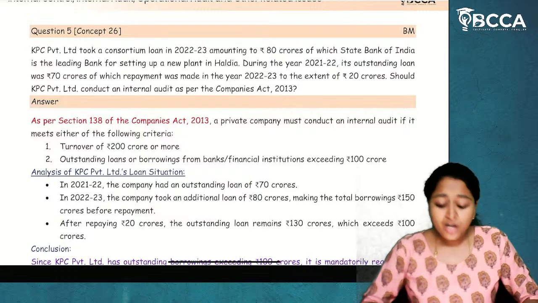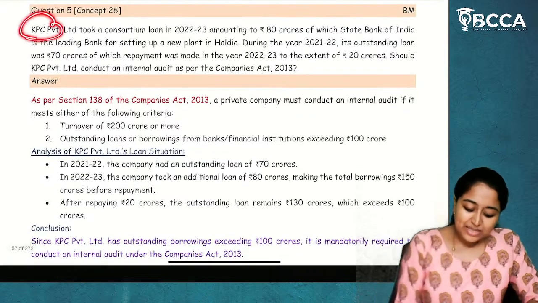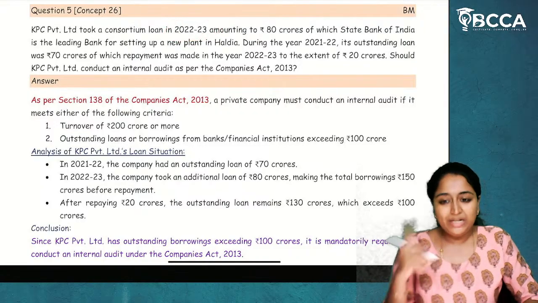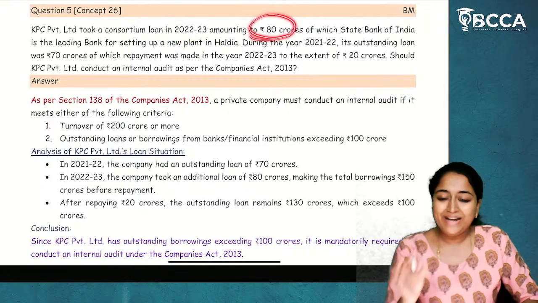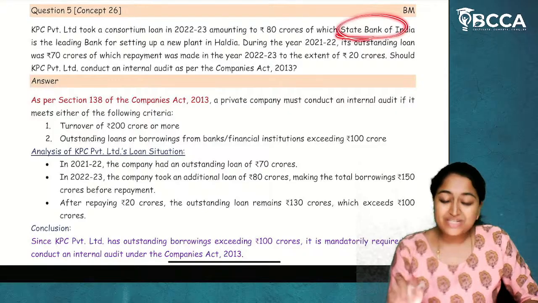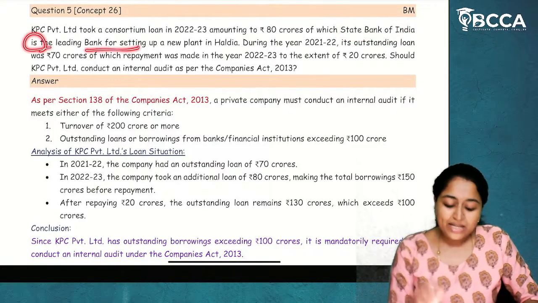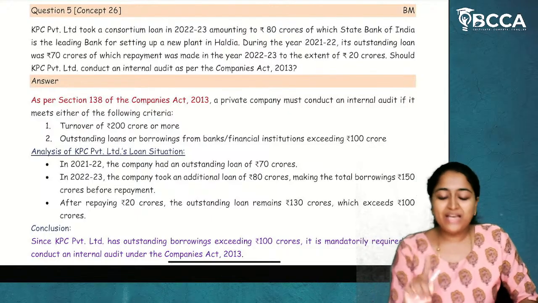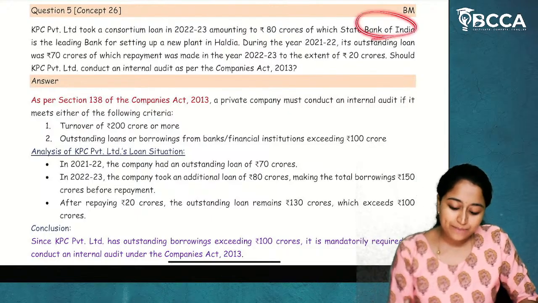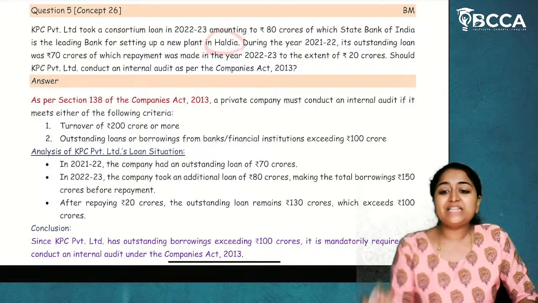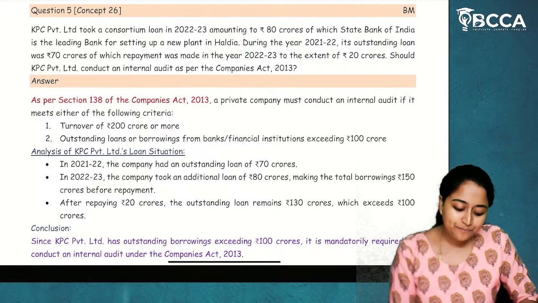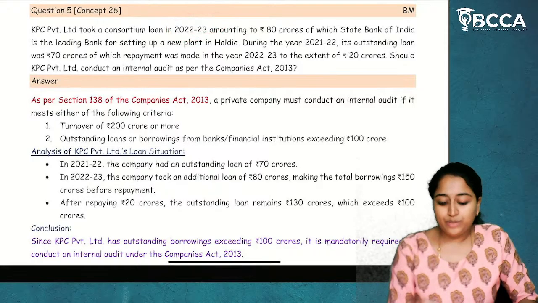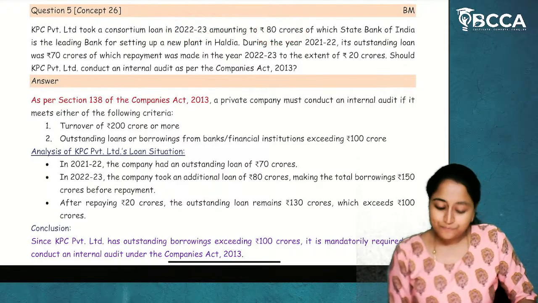Now question number 5. KPC Private Limited took a consortium loan in 2022-23 amounting to 80 crores, of which State Bank of India is the leading bank, for setting up a new plant in Haldia. So they have taken a loan from State Bank of India to establish a new plant in Haldia. Which company? KPC Private Limited, in the year 22-23, and the amount is 80 crores. I hope it is clear.